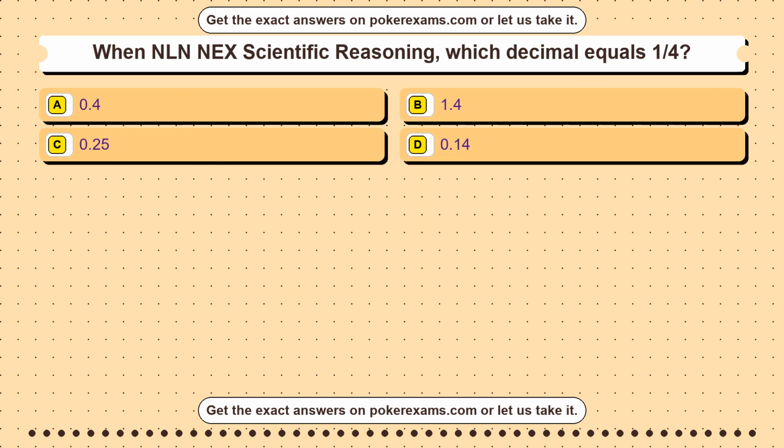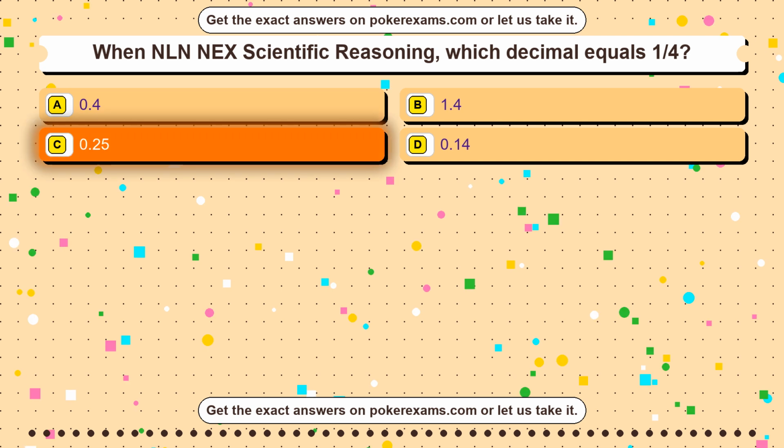Question 39. When Get Science Practice Test, which phrase identifies author bias? Option A, balanced evidence. Option B, exact citation. Option C, loaded language. Option D, neutral data. The correct answer is option C.